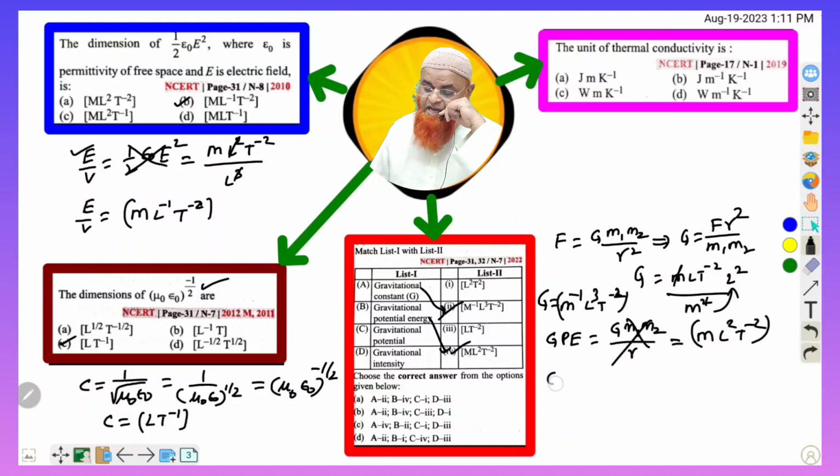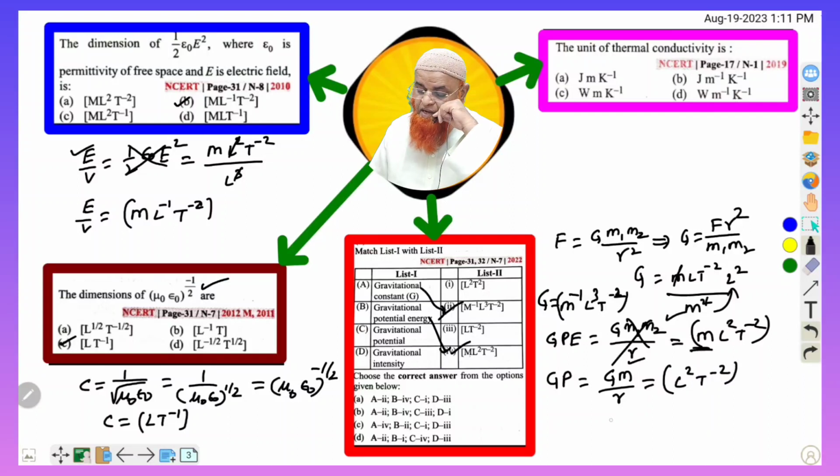Next we need to find the dimensional formula for gravitational potential. What is the dimensional formula for gravitational potential? It is G m by r, that's it, G m by r. What is the meaning of that? Here in gravitational potential energy, G m1 m2 by r, here one m is less, that's it. That means if you remove this m here, your answer will become L square T power minus 2, the dimensional formula for gravitational potential.